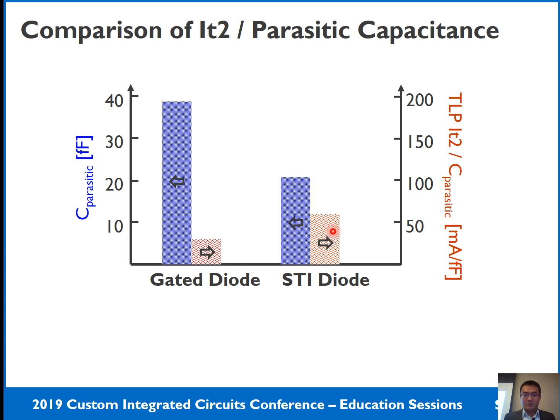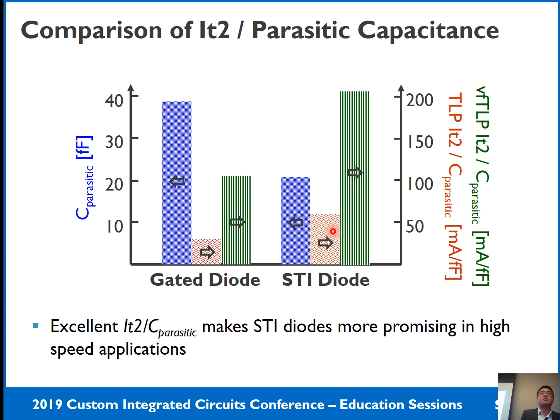the STI diode. Then with a similar very fast TLP IT2 but still 50% parasitic capacitance, the very fast TLP IT2 per parasitic capacitance will be 2 times higher in the STI diode. So again, this excellent IT2 per parasitic capacitance makes the STI diode more permissive for high-speed application.